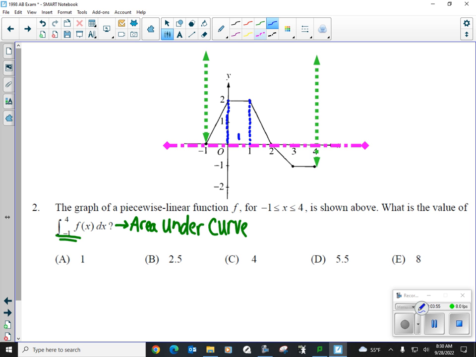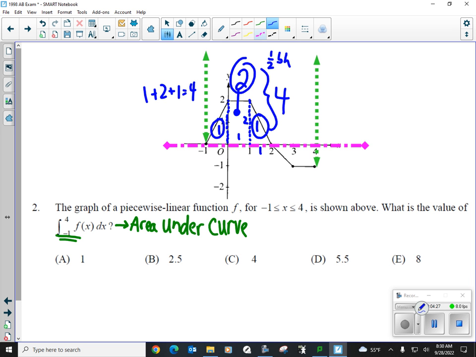This is a width of 1 and a height of 2, so that area is 2, 1 times 2. The triangle is 1/2 base times height, base of 1 and height of 2, so half of 2 is 1. The triangle on the left is the same thing, 1. So we got 2, 1, and 1. If I add up 1 plus 2 plus 1, it gives me my 4.